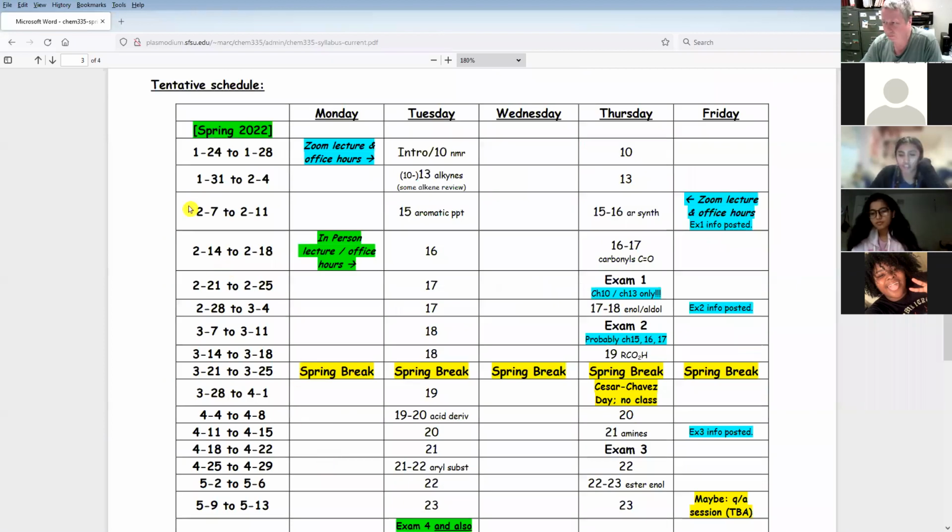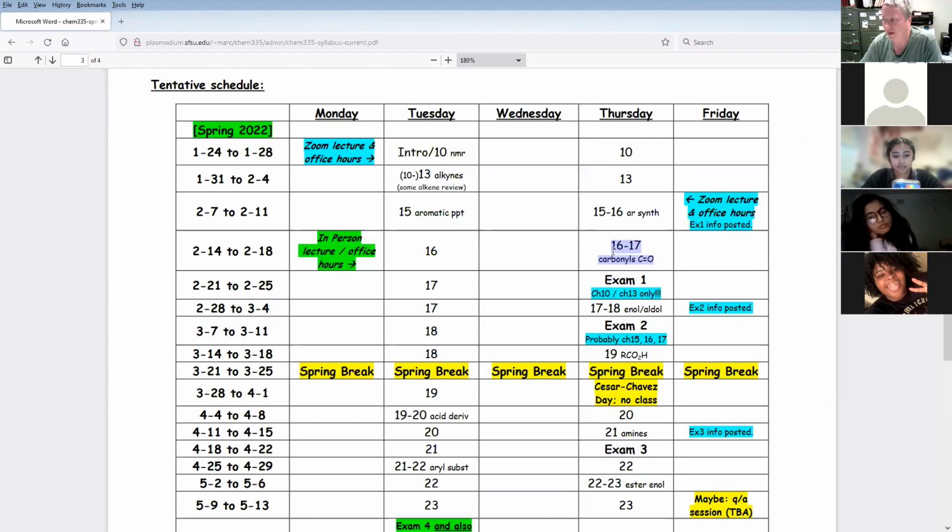Here's the schedule. As you see, the first couple weeks are Zoom, and we're mainly going to talk about chapter 10 and chapter 13, the alkyne chapter. We're going to get into chapter 15 and also 16. Now, normally the first exam would be on this day here. Would that be February 14th, 15th, February 17th.